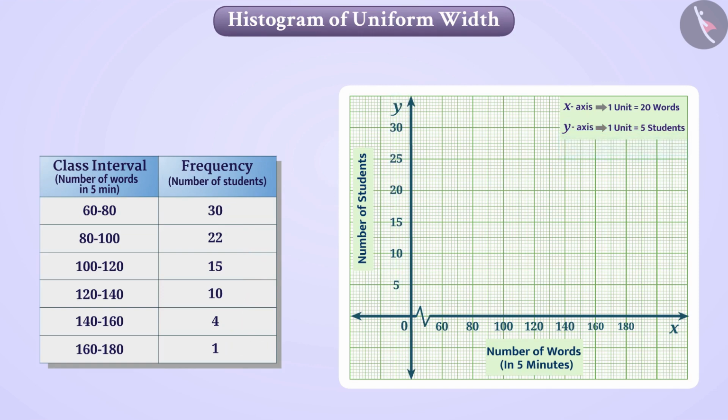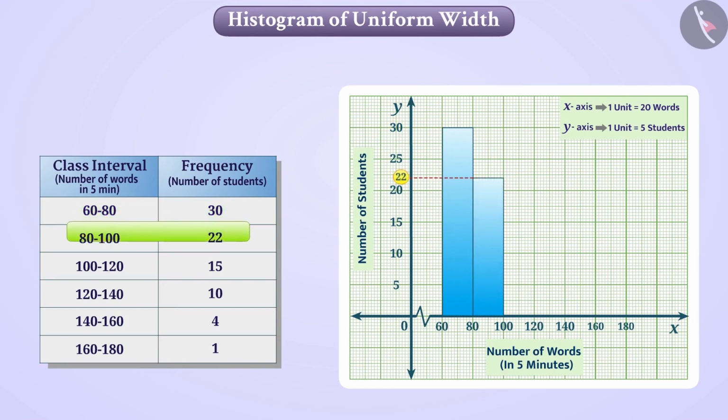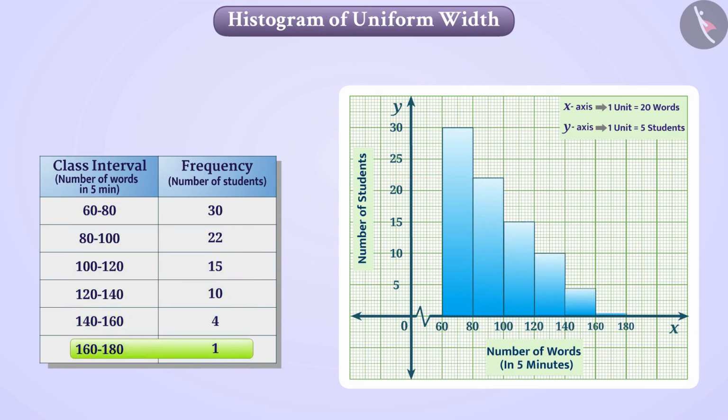Now, we will represent the frequencies of class intervals with rectangles. The frequency of class interval 60 to 80 is 30. So, we will draw a rectangle for this class interval in such a way that the length will represent 30 students. Similarly, we will also draw rectangles for class intervals 80 to 100. Similarly, we will draw rectangles for all class intervals.